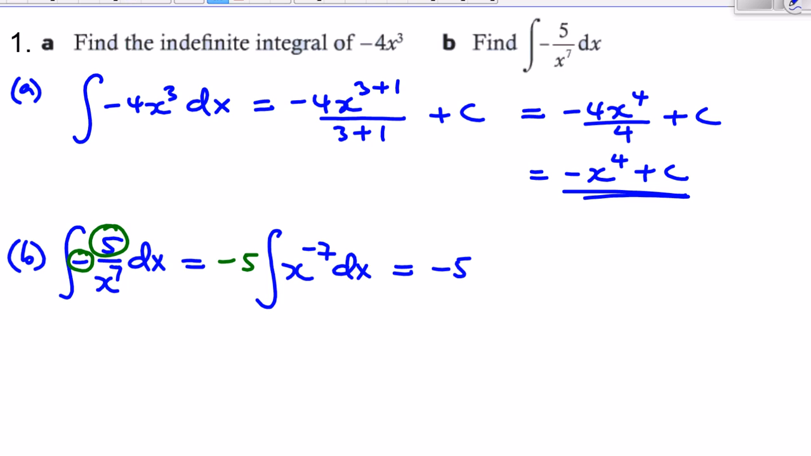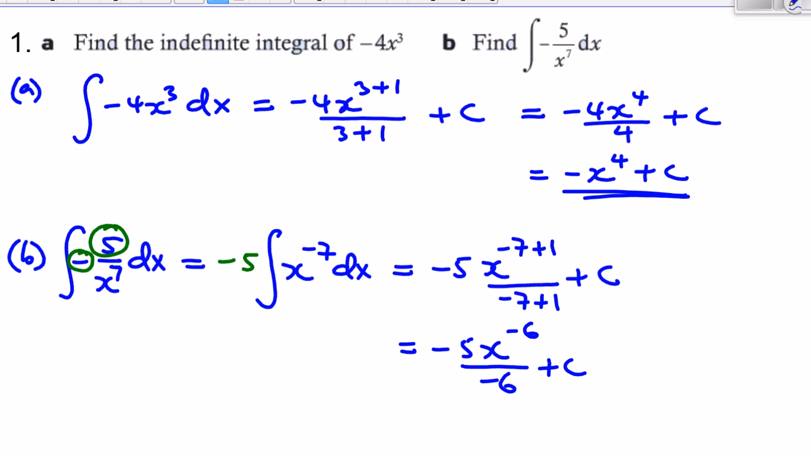So you'll end up with negative 5 x to the power negative 7 plus 1 over negative 7 plus 1 plus c, which will be negative 5 x to the power negative 6 over negative 6 plus c. Finish that off. So we'll end up with 5 over 6x to the power 6 plus c.